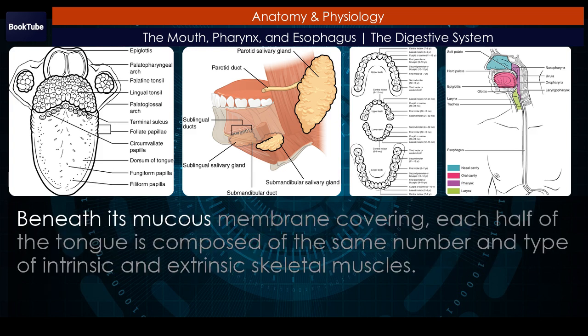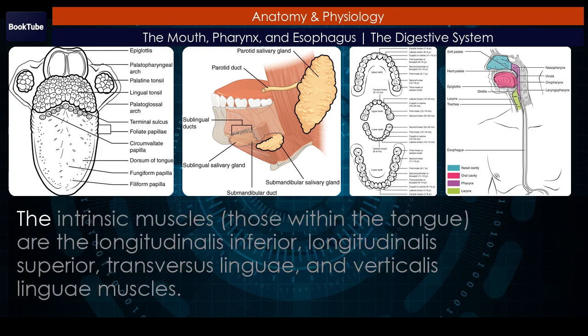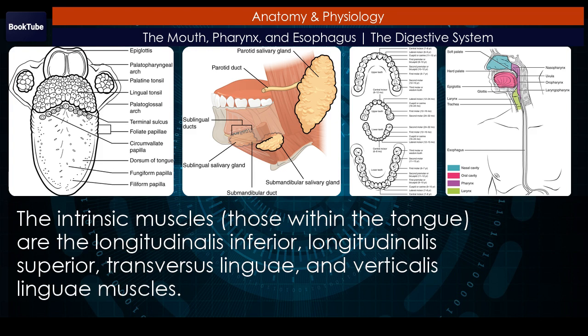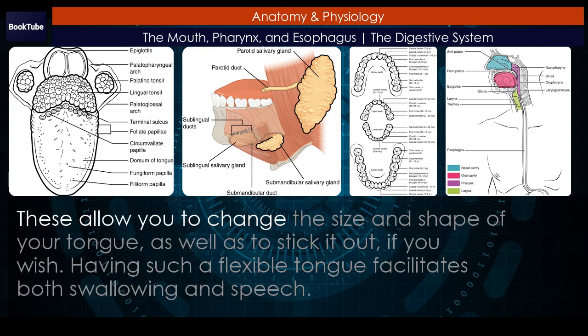Beneath its mucous membrane covering, each half of the tongue is composed of the same number and type of intrinsic and extrinsic skeletal muscles. The intrinsic muscles, those within the tongue, are the longitudinalis inferior, longitudinalis superior, transversus linguae, and verticalis linguae muscles. These allow you to change the size and shape of your tongue, as well as to stick it out, if you wish.